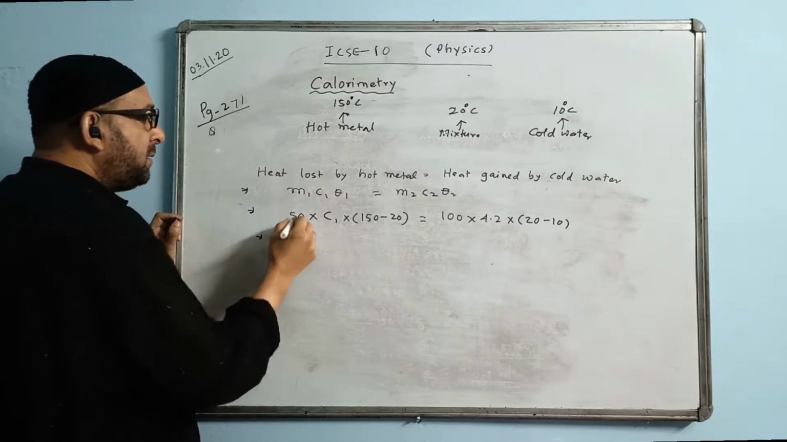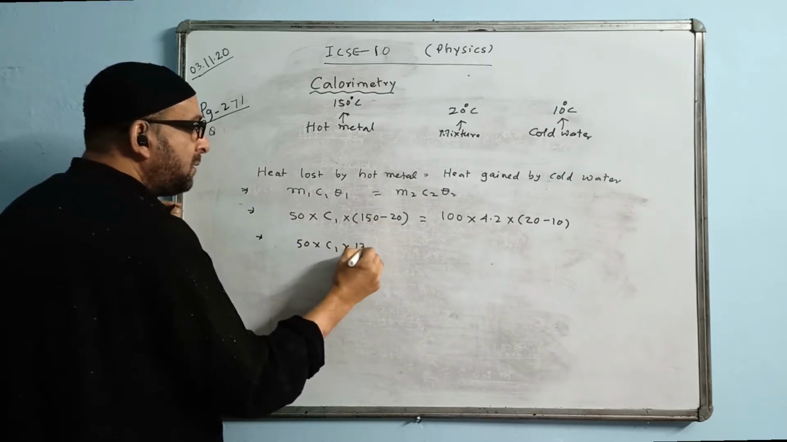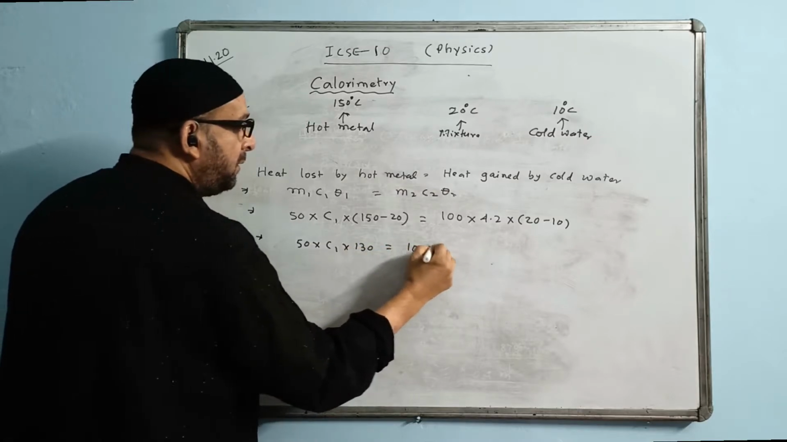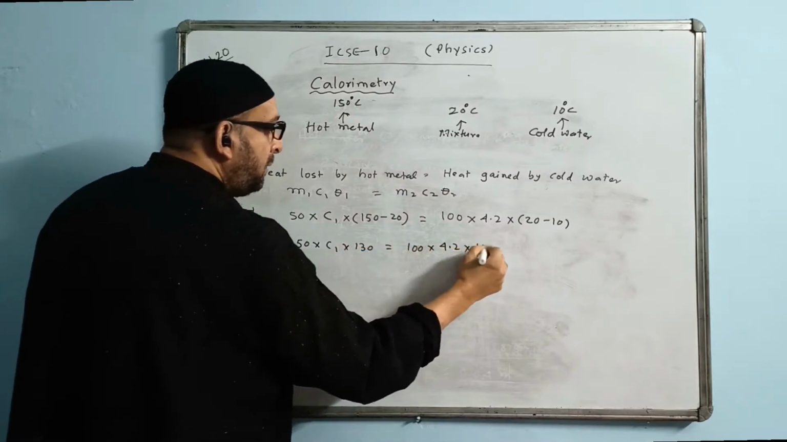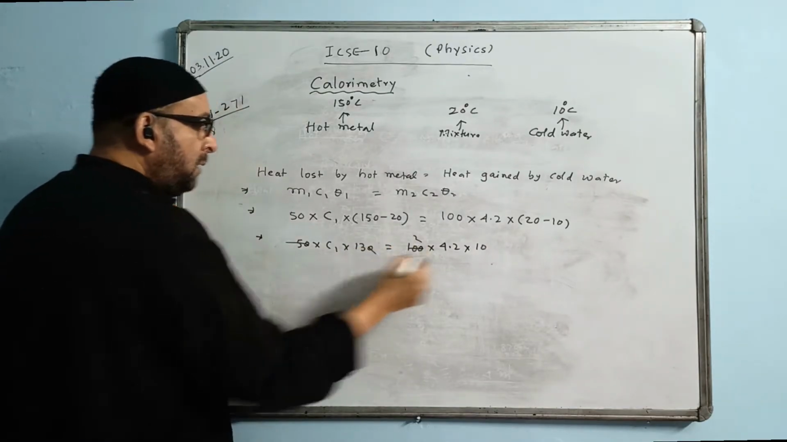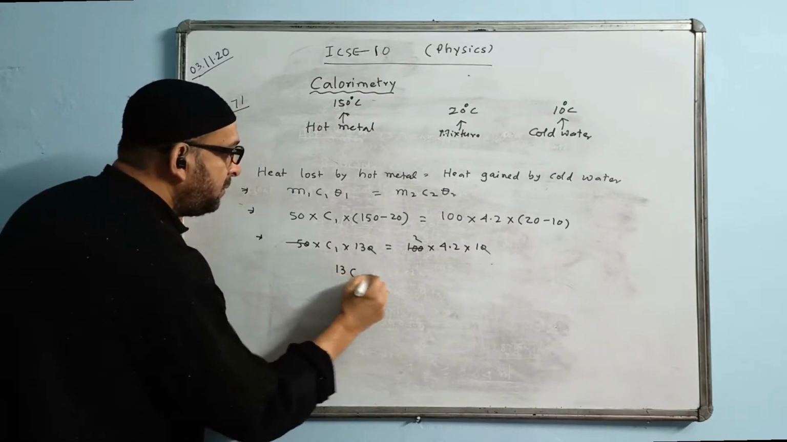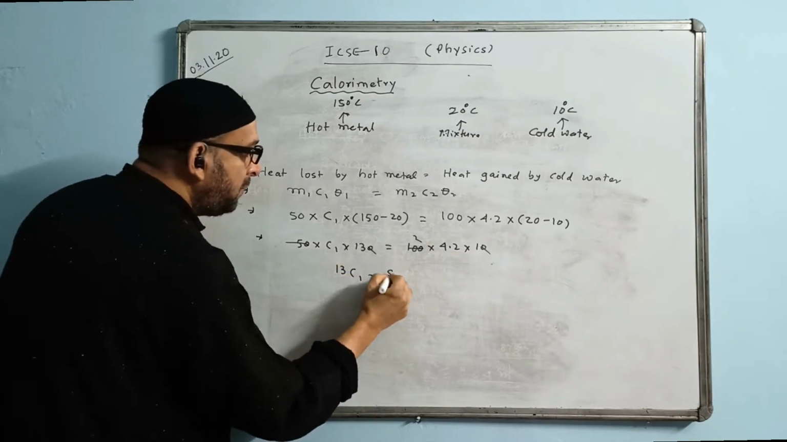Now we will calculate the answer. We write 50 into C1. This will give 130, 100 into 4.2, 10. Let us cancel it now. 50, 2 times will go. 0 0 will go. We have 13 C1 is equal to 2 into 4.2, which will come 8.4.